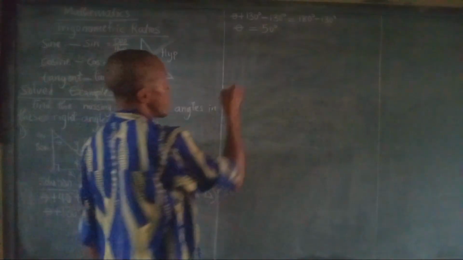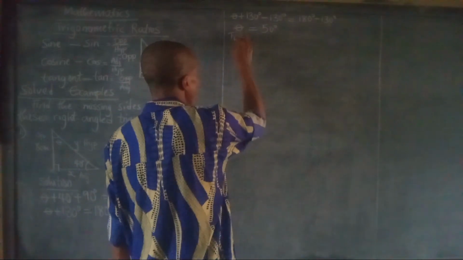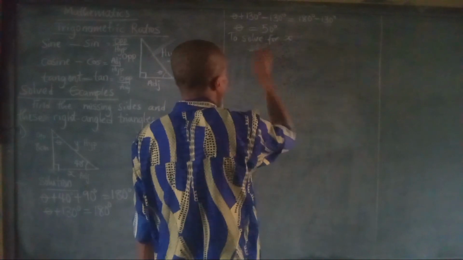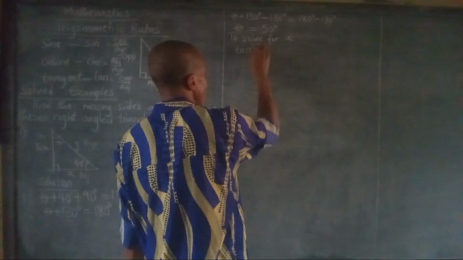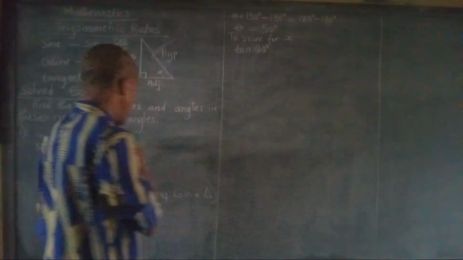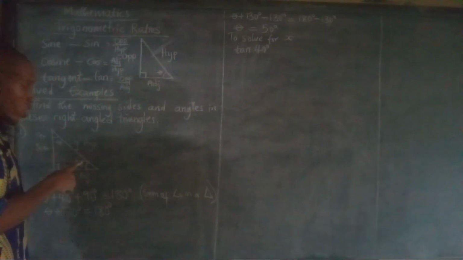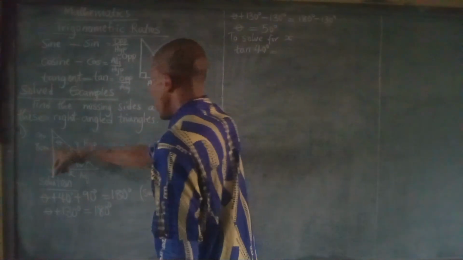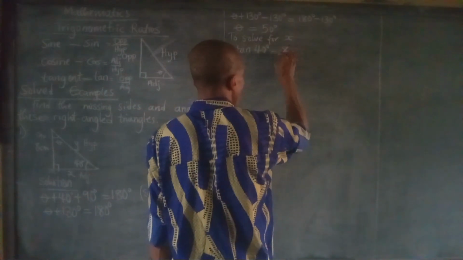Which means to solve for x, tan 40, in this case the given angle is 40 degrees. Tan 40 is equal to opposite, which is 8, over adjacent, which is x.